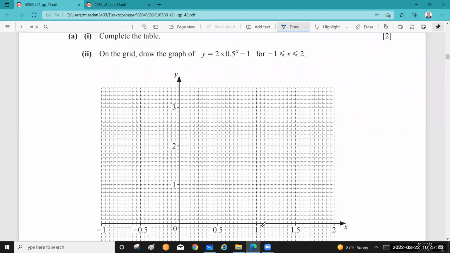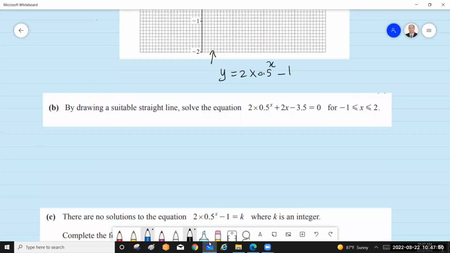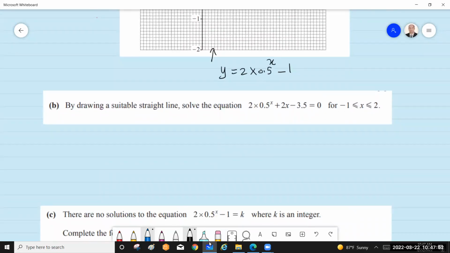Yeah, -1. From -1 to 2, it's drawn. Okay, -1. If you want to know the line or the equation of the line that can be obtained to solve this equation, just keep this one. Keep this, the main part is the subject, please, of this equation.